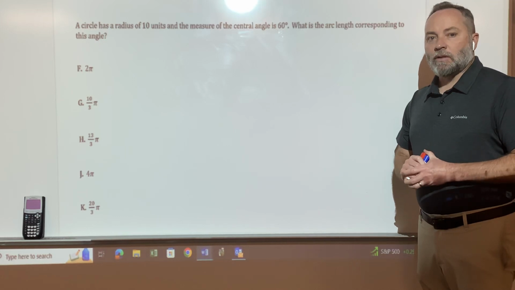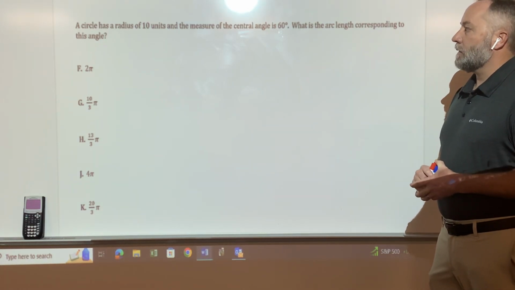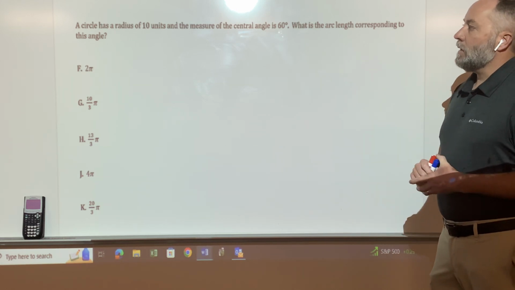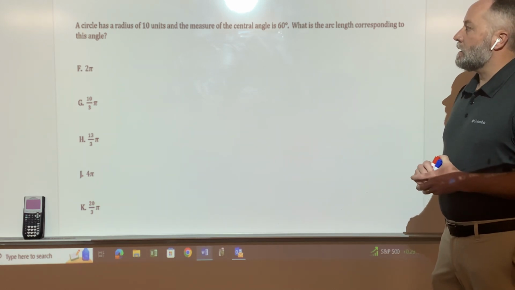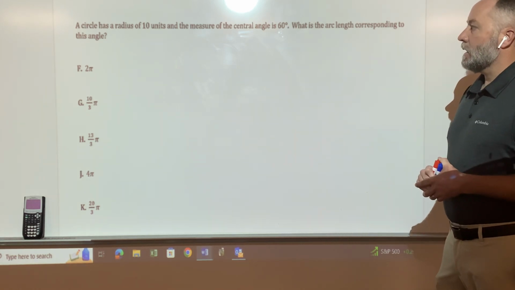This question is about circles, and we are asked for the arc length, which is directly related to the circumference of the circle. It says, a circle has a radius of 10 units and the measure of the central angle is 60 degrees. What is the arc length corresponding to this angle?